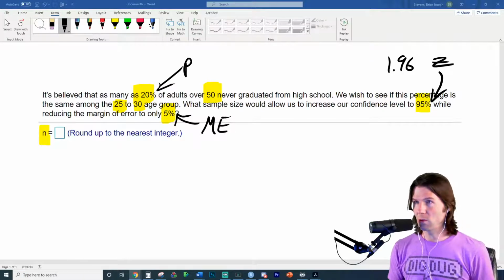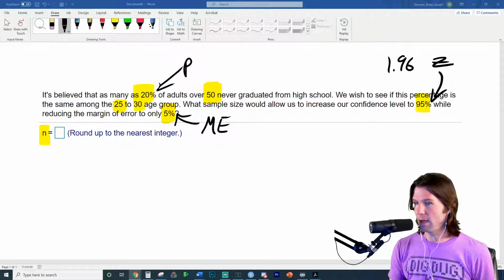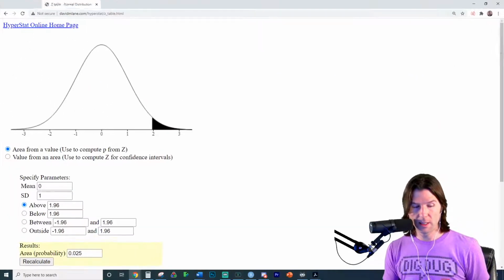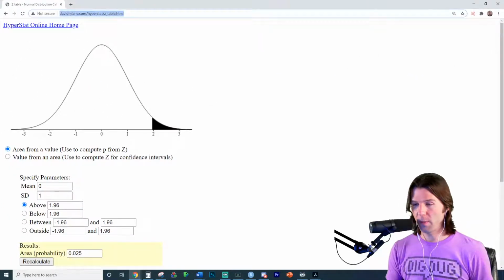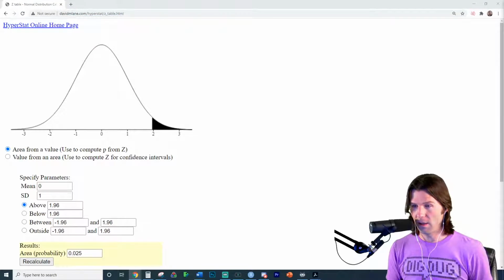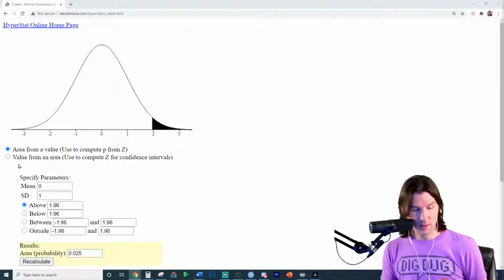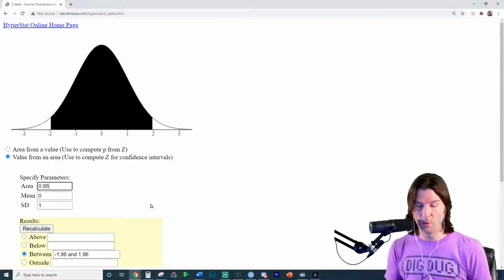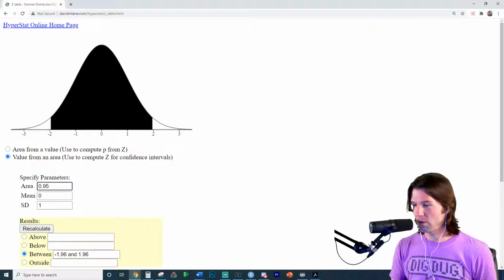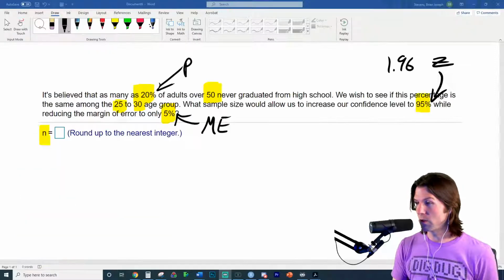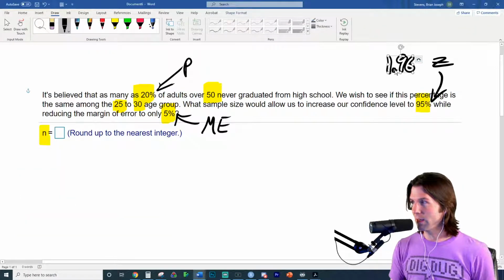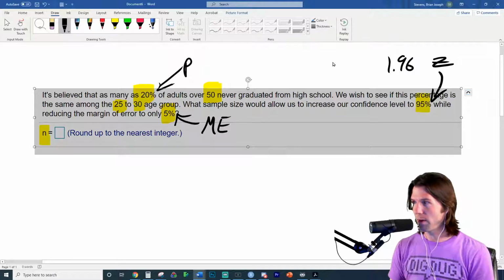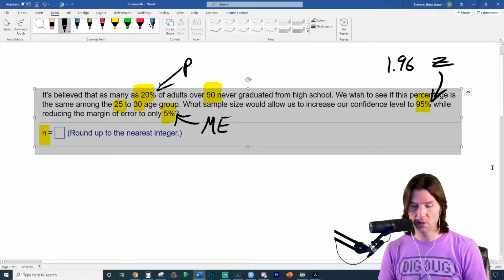The best way to get z-scores is by the David M. Lane applet. So when you're getting z-scores, you want to go over here to this page. And there's the page in the chat. And then you want to go to values from an area, go between, and then put in the percent you want. And then there's the z-score. So we have the z-score now, which is what we have right here, 1.96. And that is the z-score for a 95% confidence level when we're using z-scores.